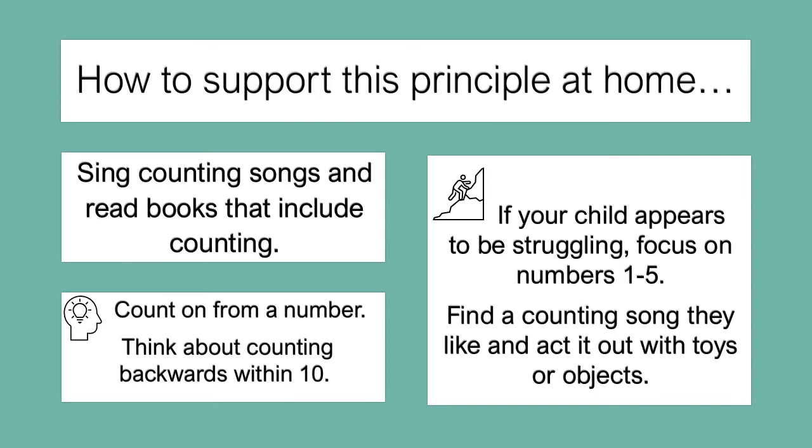If your child appears to be struggling, again, as with the one-to-one principle, think about numbers 1 to 5 before you move on to those up to 10. And find one counting song that you know they really enjoy and try to act it out with toys or objects. So I used an example of the speckled frogs earlier. You might get 10 little frog toys, you might get 10 objects to represent the frogs, and really starting from 1 to 5, work on physically moving. Again, emphasizing the concrete aspect of maths before we move on to the pictorial and then later the abstract.